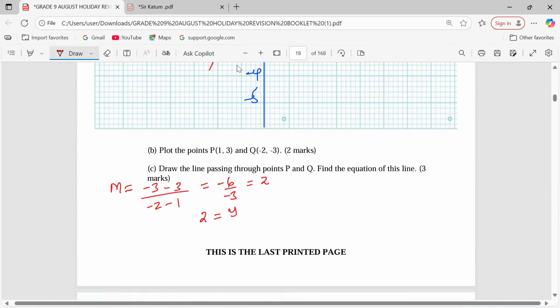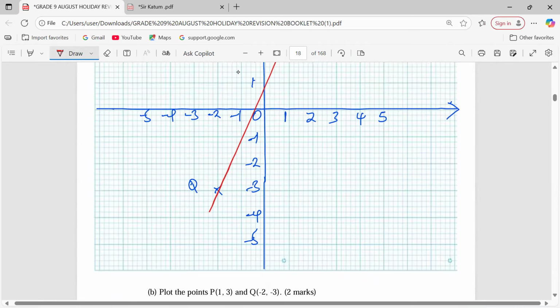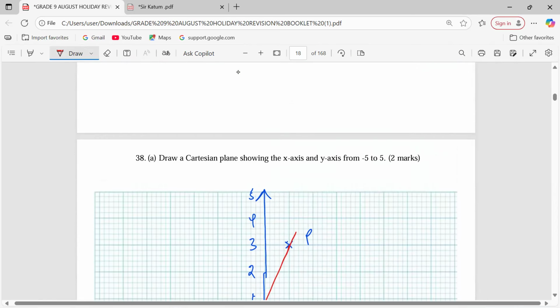Change in y is y minus 3 over change in x, x minus 1. When we cross multiply here, we shall have y minus 3 equals 2x minus 2, because 2 multiplies x minus 1. So to remain with y, we'll be having 2x plus 1. 2x plus 1, yeah? So this is now the equation. Very simple. The paper is now done.